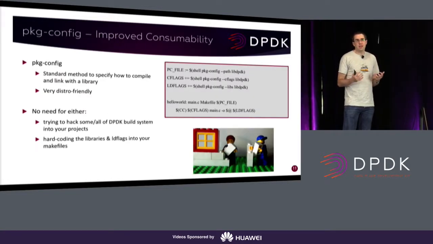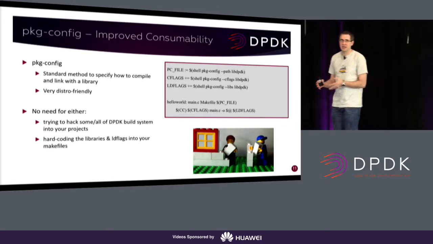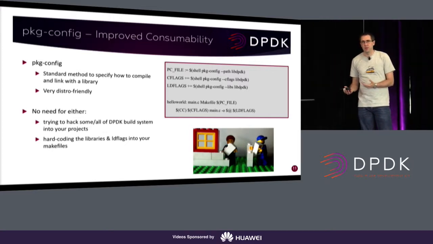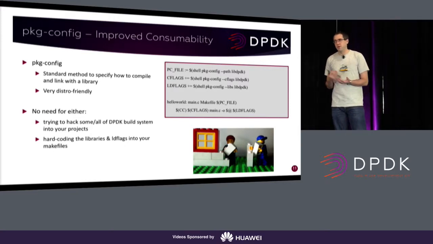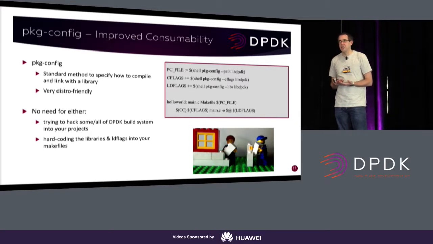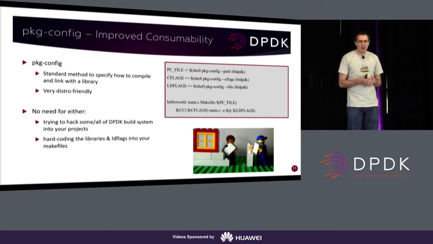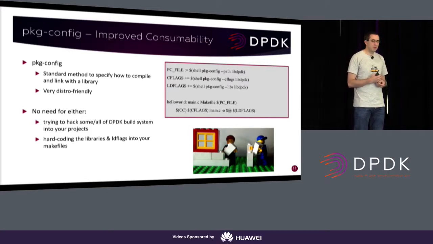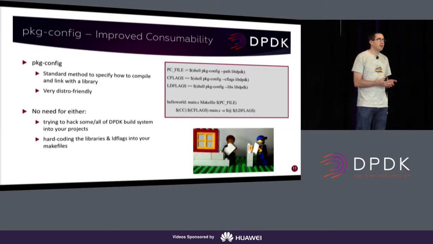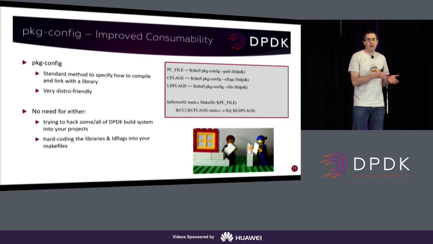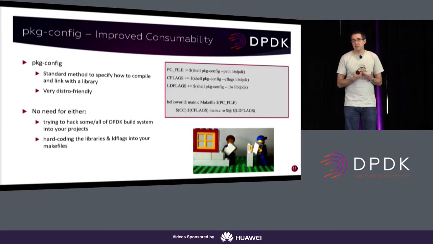So what about consumability then? How does us replacing one build system using Make with a new build system using Meson and Ninja help improve consumability? Well, the consumability improvements come through the use of another tool called pkg-config, which I suspect most people are familiar with. But for those who aren't, it's the standard method used in Linux, and also it's used in BSD as well, to specify how to compile and link against a given library. Okay? It's also very distro-friendly. The distros, I believe, really like having pkg-config files for every package that they ship so that end applications can easily integrate with that.